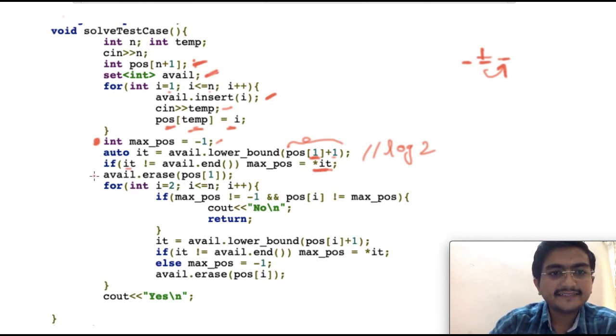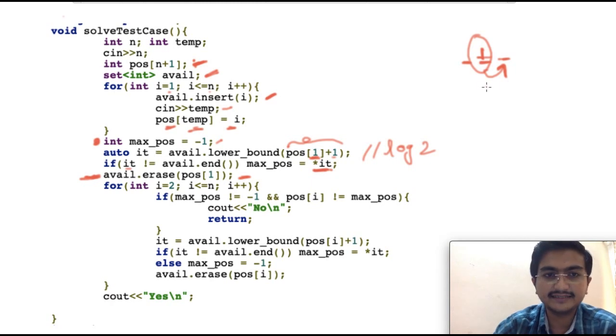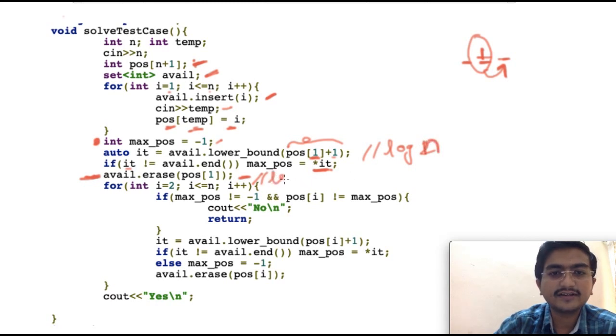And then, whether it is present or not, just erase the position of 1, because I have filled 1 and this position is no longer available. So I should remove this from my set. Again, this is log n removal. And then from 2 to n I have to fill all other numbers, right?